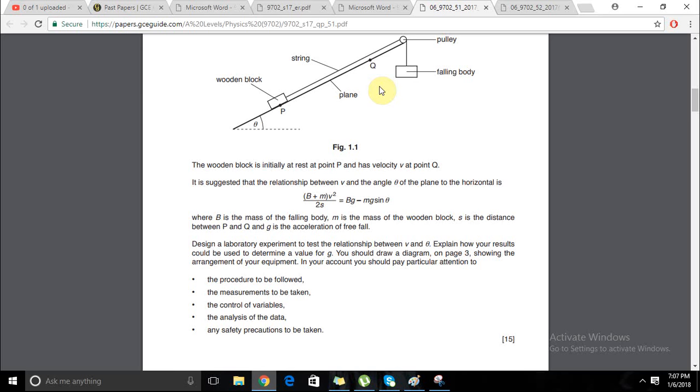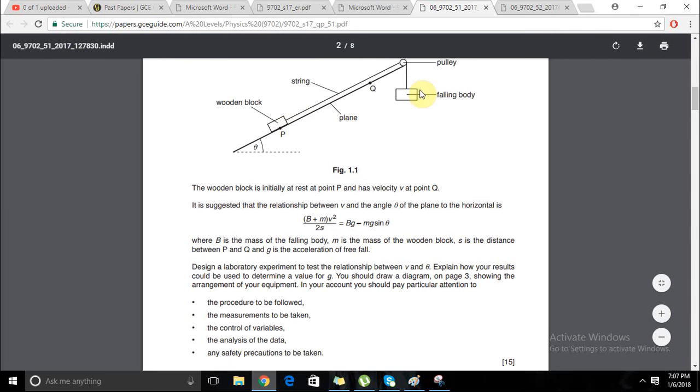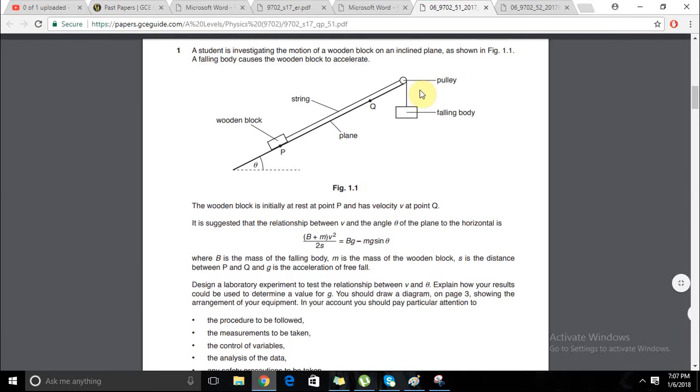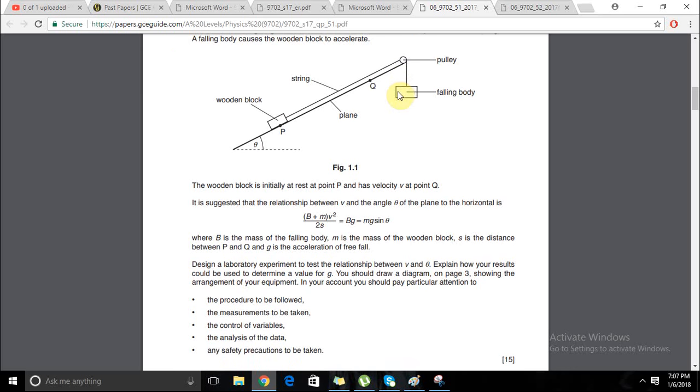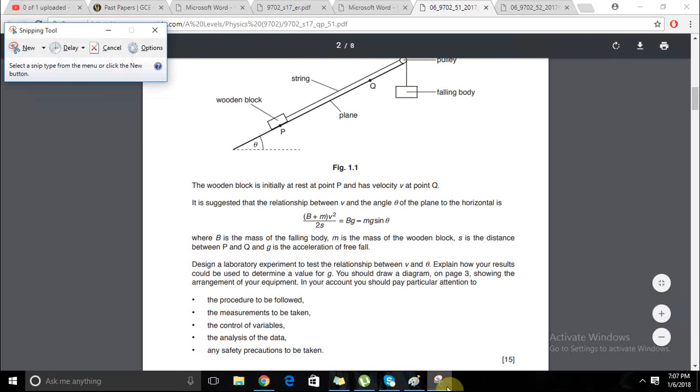while keeping the mass of the wooden block and the mass of the falling body constant, as well as attempting to minimize friction. At the pulley, we may use some sort of a lubricant. So these are some things you need to keep in mind for a standardized, accurate experiment to get good results. Alright, so we have this sort of situation.